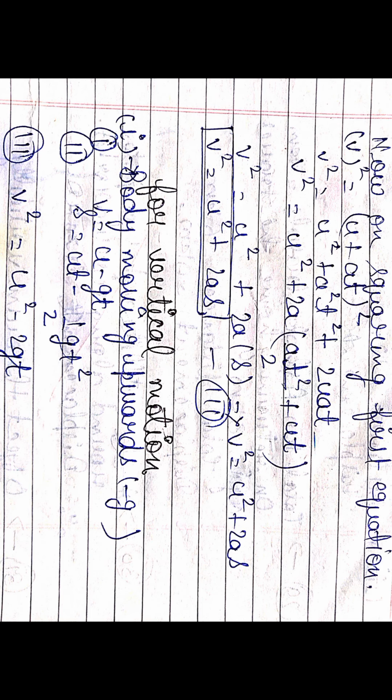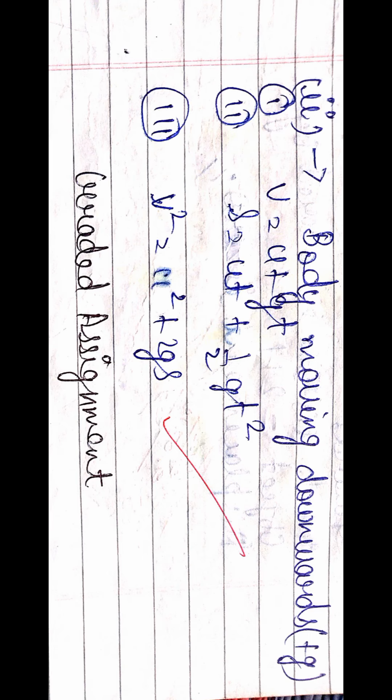If we talk about vertical motion, then when a body is moving upwards, we denote g with minus g. Then the equations will become v equals u minus gt, s equals ut minus half gt square, and v square equals u square minus 2gs. Now for a body moving downward, plus g. Now these three equations are there.